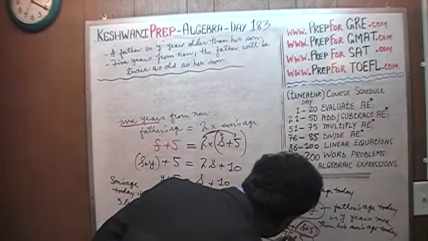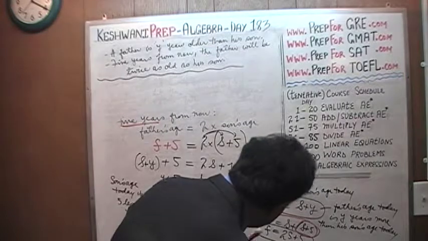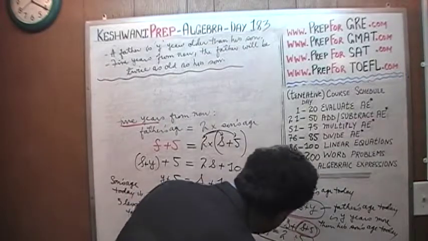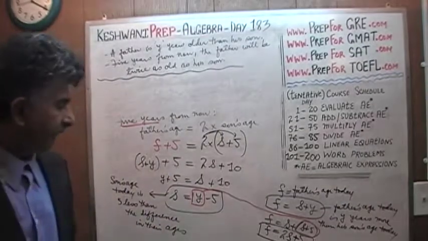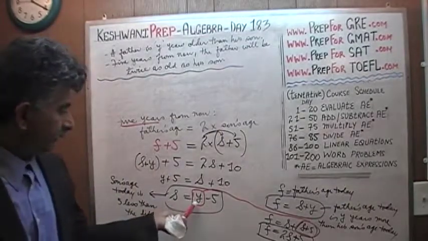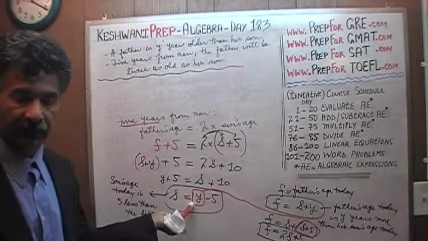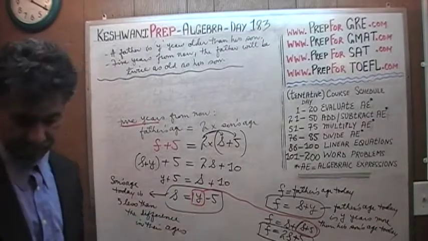Father equals 2 times his son's age plus a 5, and son equals whatever the difference is in their ages, minus a 5. That's all.